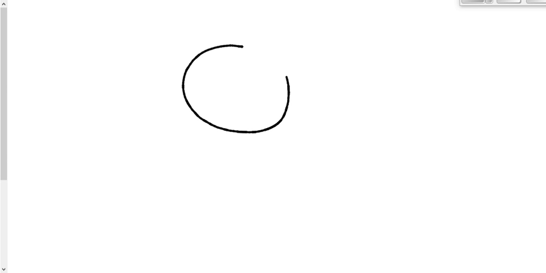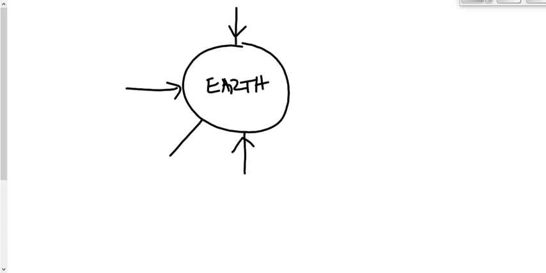We said yesterday that if we have an object that is fairly heavy, it will cause its own gravitational field. Let's make our heavy object the Earth. That gravitational field is what we call a radial field. It points radially toward the Earth, and it looks something like this.